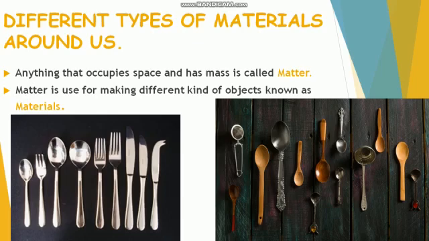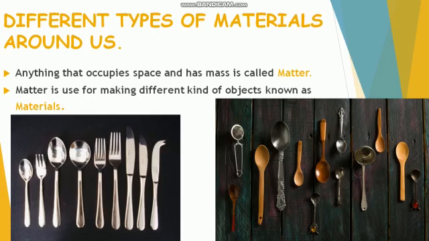But these matters are present around us. Also, they are used for making different kinds of objects, which are known as materials. So, matter is used for making different kinds of objects known as materials.